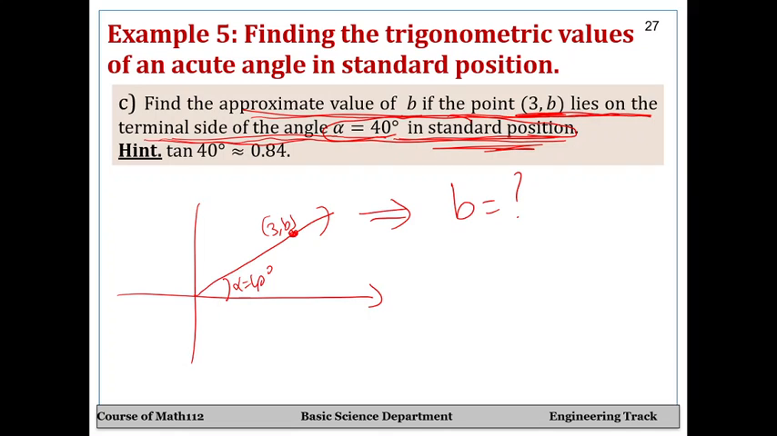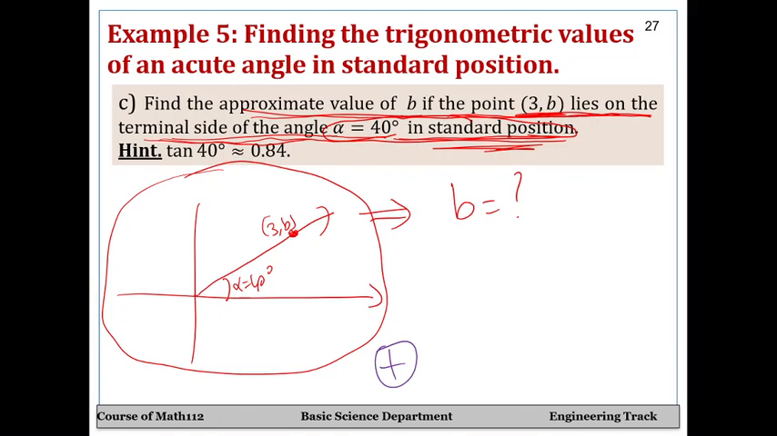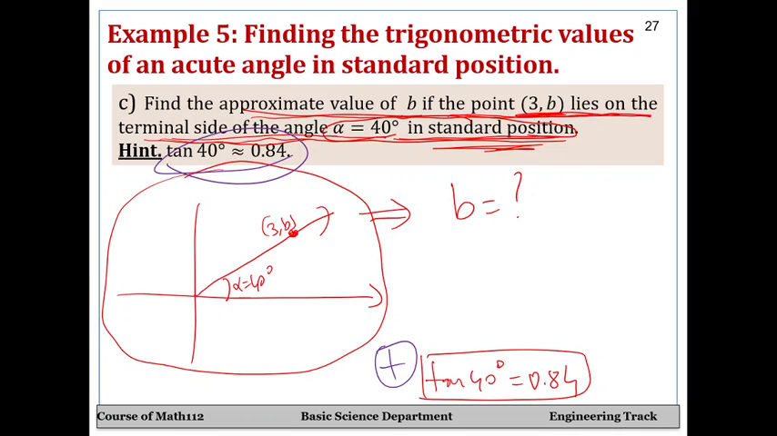Now it gives another piece of information here. One piece of information is given here, and the other is given in the hint, and it says tangent 40 degrees is equal to 0.84. So how can we use tangent 40 to find b? Now we start by setting up tangent 40 by using this terminal side. So what's the rule? Do you remember the rule for tangent theta?